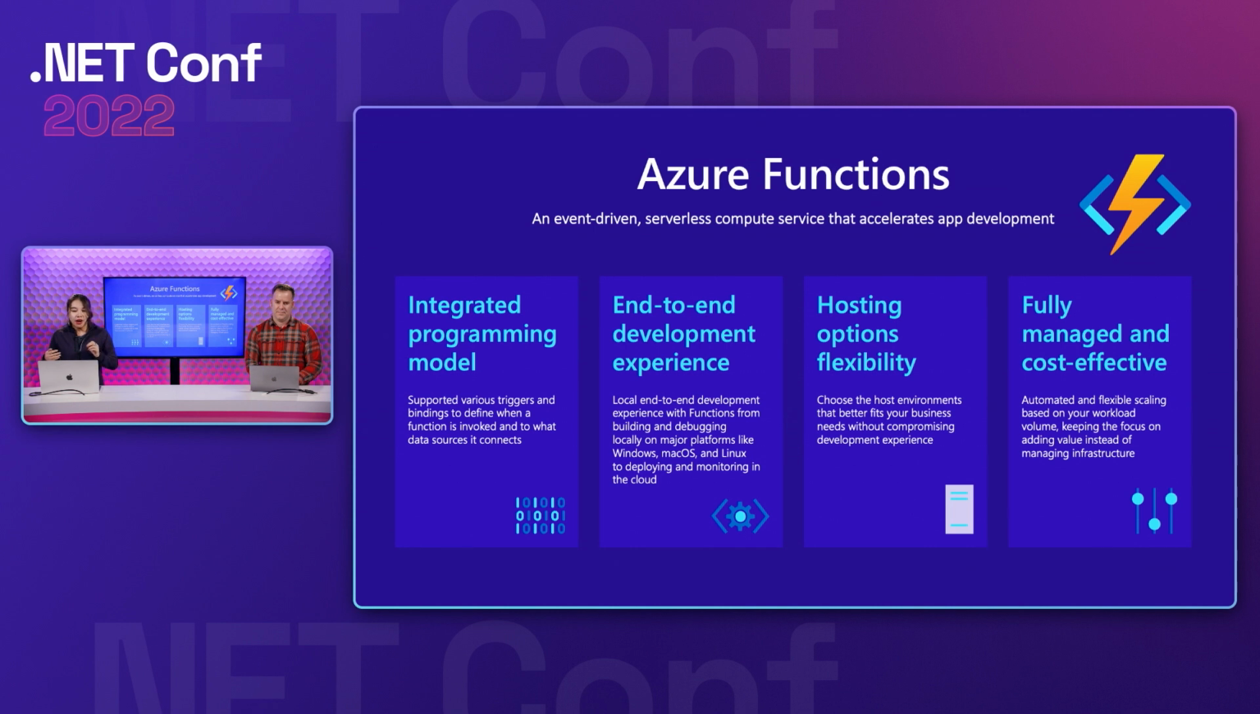We also have some other options if you want to reserve your compute, such as the Elastic Premium Plan, as well as the App Service Plan. Those are options we provide for you to fit your business requirements. We've talked about a bunch of stuff here. So what are Azure Functions? Azure Functions is an event-driven compute service that accelerates your application development.